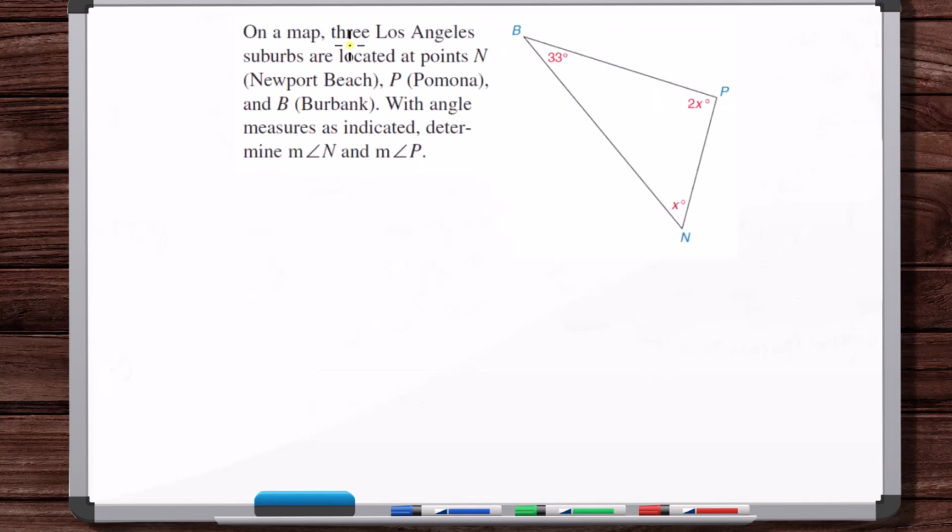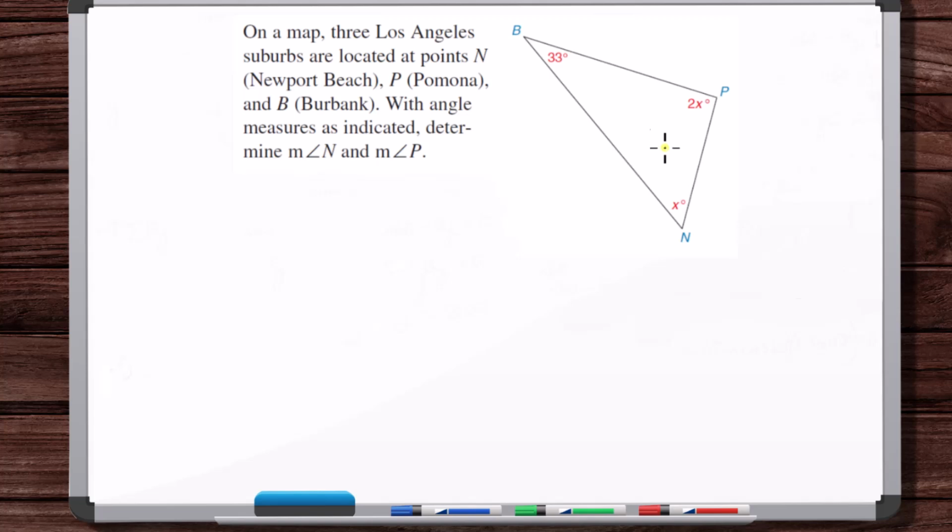On a map, 3 Los Angeles suburbs are located at points N, P, and B: Newport Beach, Pomona, and Burbank. With angle measures as indicated, determine the measure of angle N and the measure of angle P. So maybe you could fly over this and take some images and get these angles, right? You could think about it that way.